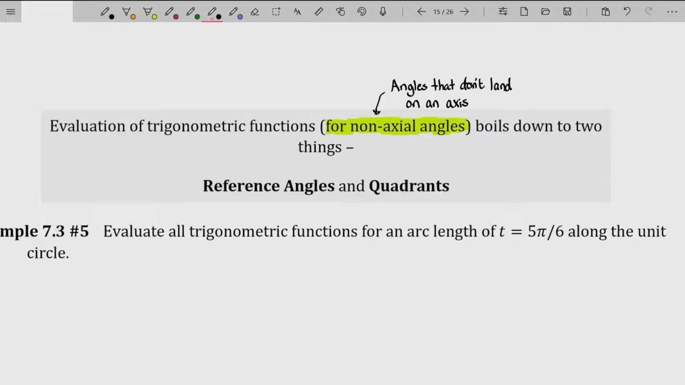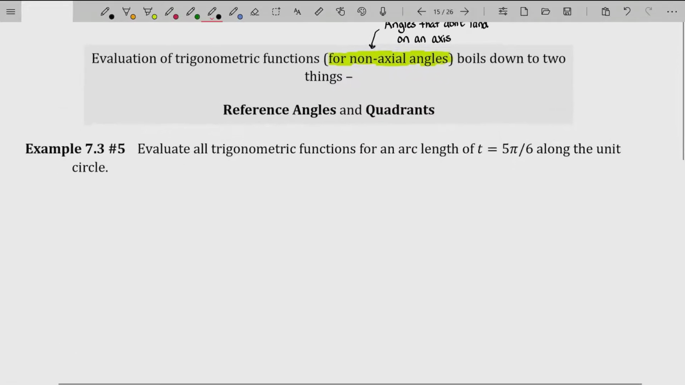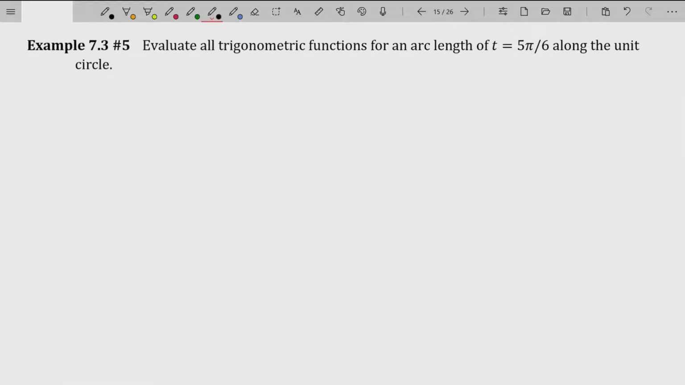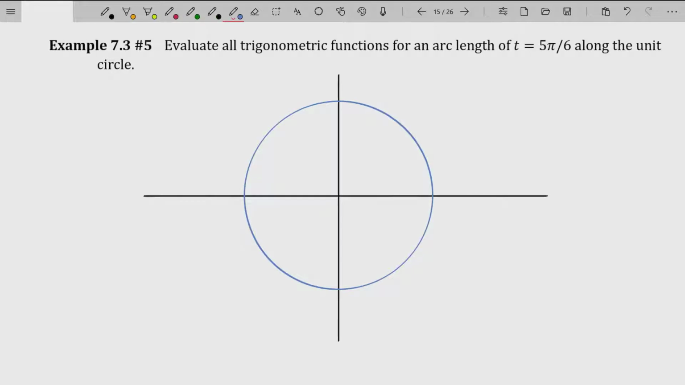And when I mentioned reference angles in my reference angle video, I had said these things are going to be incredibly important as we move forward. And here's where it happens. So let's see how this works. Evaluate all the trig functions for an arc length of t equals 5 pi over 6 along the unit circle. Now, just as we did in the previous video, we'll go ahead and shade an arc length of 5 pi over 6.